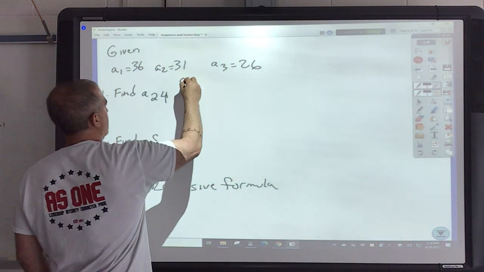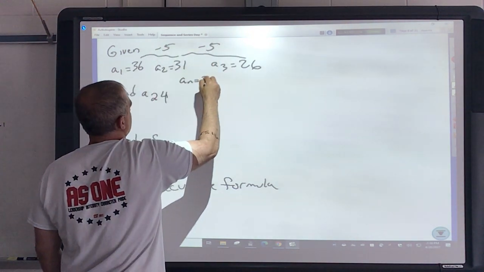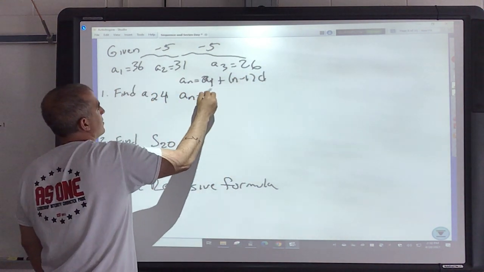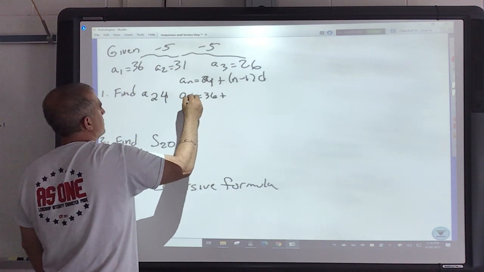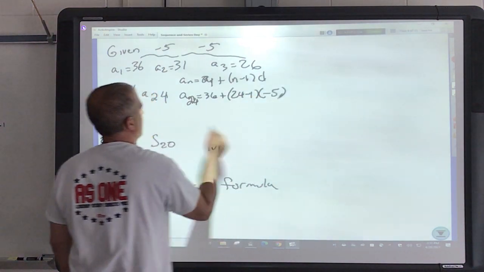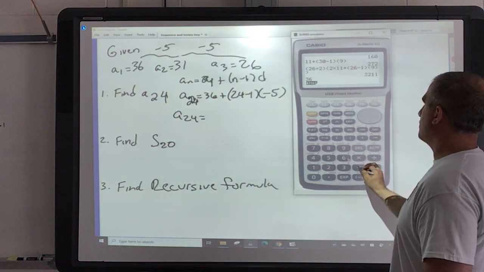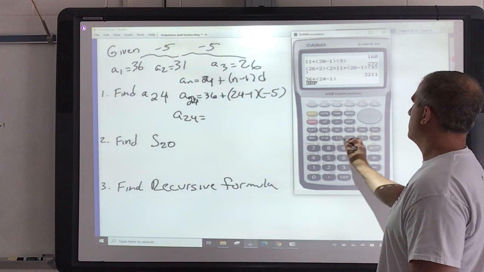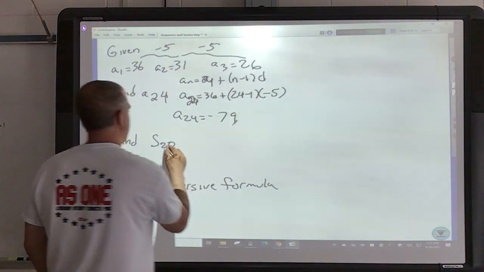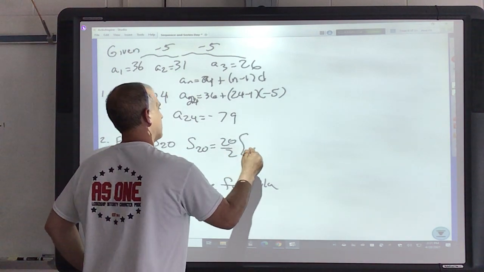All right, so what I would need here, the difference is -5 as we go. So A1 plus (n minus 1) times D. A1 is 36. We're trying to find the 24th term, so 24 minus 1 times -5. So I got 36 plus 24 minus 1 times -5. That's -79.